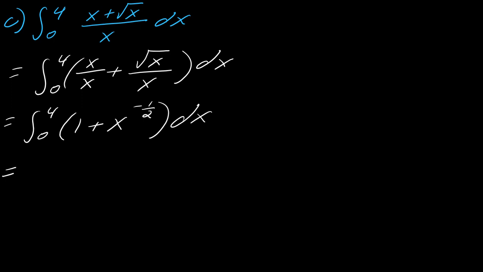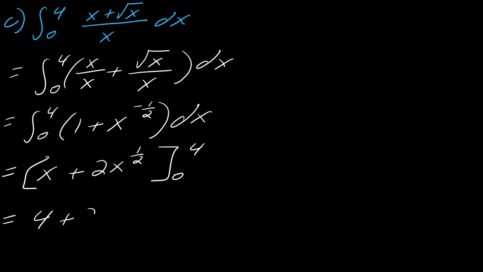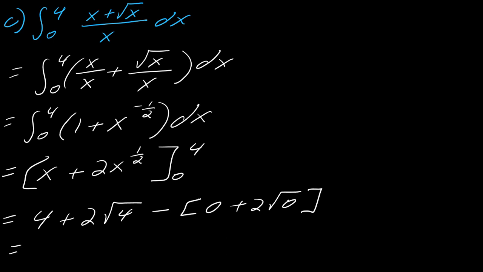The antiderivative of 1 is just x, and the antiderivative of x to the negative 1/2 will be 2x to the positive 1/2. And so now I can just plug in my limits of integration. This will come out to 4 plus 2 times the square root of 4, minus 0 plus 2 times the square root of 0. If you work all that out, you'll just get 8. So 8 is the answer in this case.